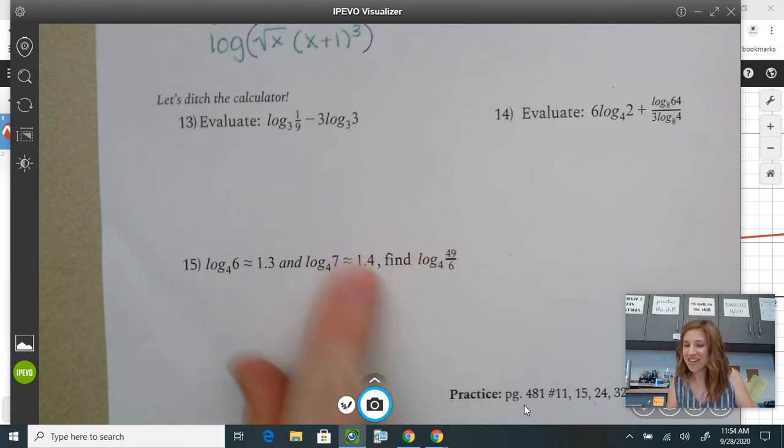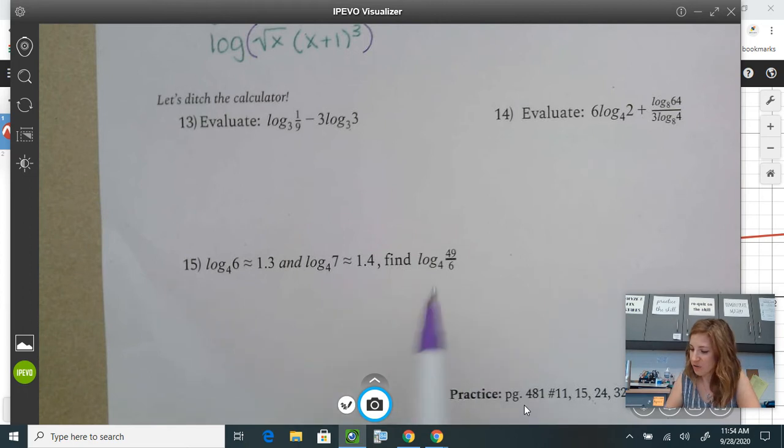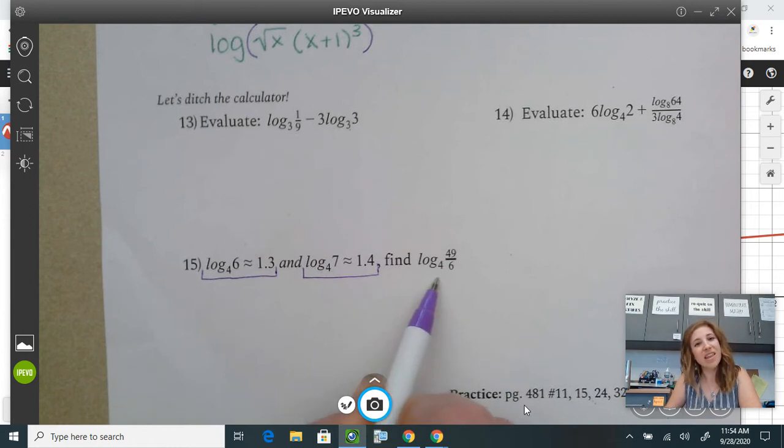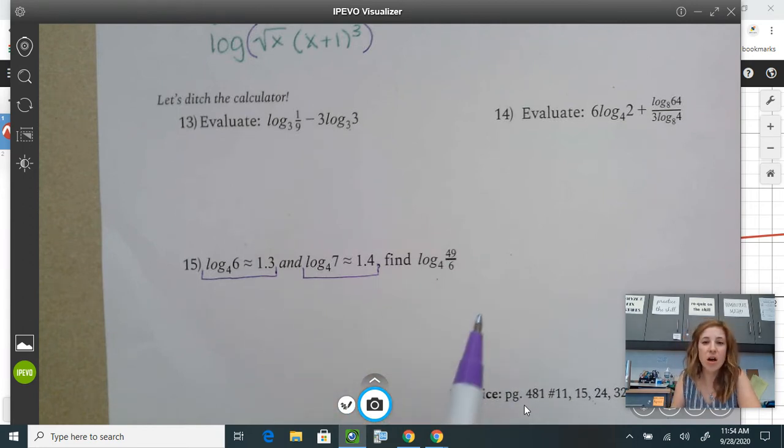So, what does that look like? I'm actually going to start down here in 15. If that table gave you these two pieces of information, you'd have to find this. The table's not going to tell you a log in base 4 of 49 over 6. It's going to go with integers, log in base 4 of 6, log in base 4 of 7, log in base 4 of 8, and you're going to have to use that information to evaluate the log. Okay, how can we do this?